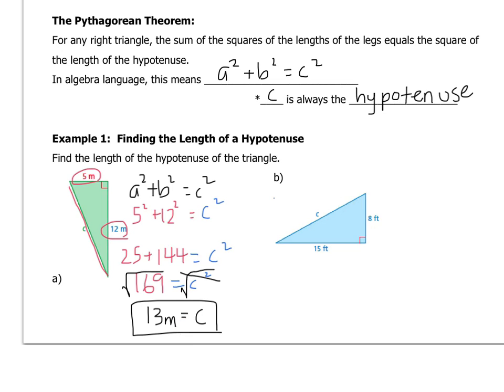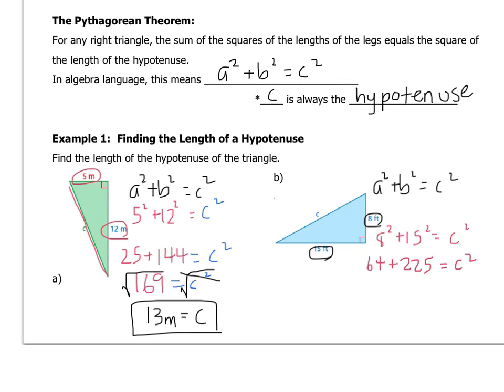If you'd like to try letter B on your own, feel free. If not, follow along. First thing I'm going to do is write down my formula. A squared plus b squared equals c squared. And again, these two sides are the sides that are touching the right angle. So I'm going to plug them in for A and B. So 8 squared plus 15 squared equals c squared. 64 plus 225 equals c squared.